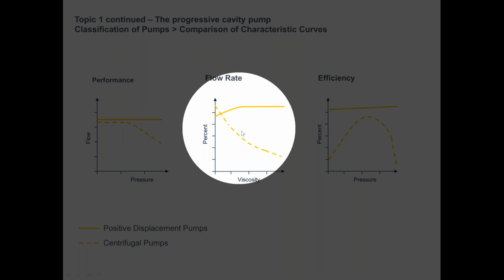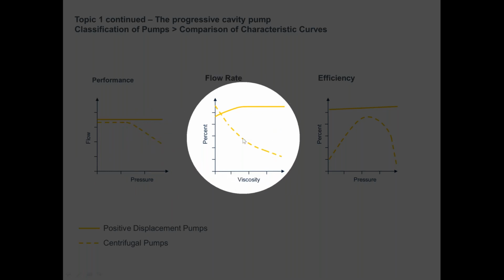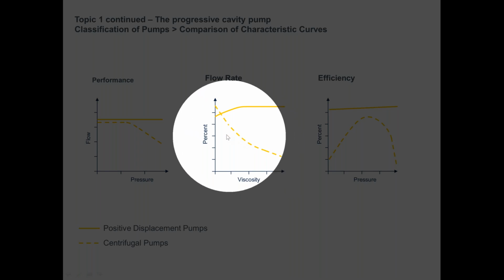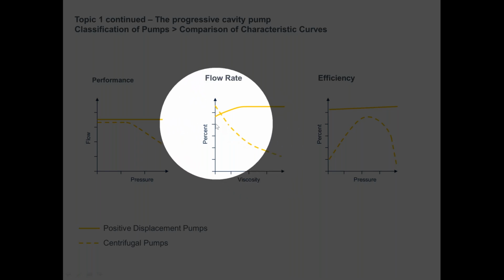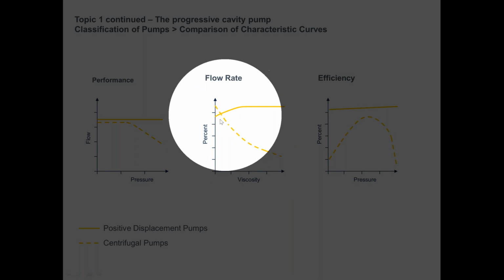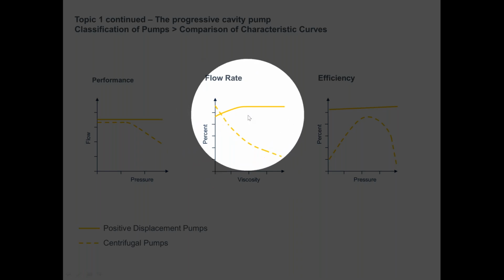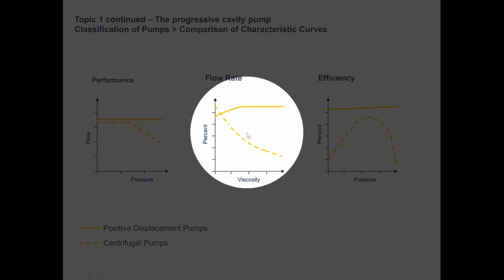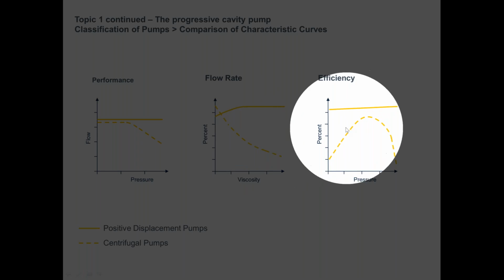We move on to flow rate. As the viscosity of a certain product increases, the flow rate will drop off with a centrifugal pump. So when you're handling something that has some viscosity to it, you might want to switch to a progressive cavity pump because our efficiency and our flow rate will actually increase. We actually like to pump something with more viscosity than something as liquid like water, for instance.